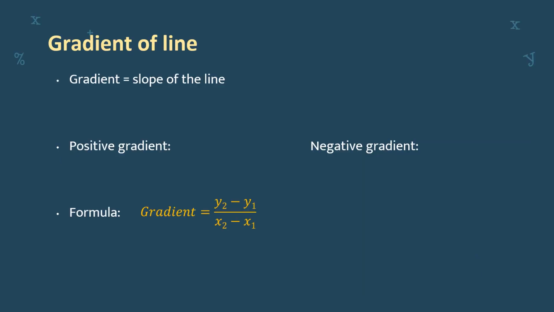When we look at lines, we first have to look at the gradient of the line. The gradient of the line is actually the slope of the line. A line with a positive gradient is one with an upward sloping line. A line with a negative gradient is downward sloping. The formula for the gradient of a line can be defined as y2 minus y1 over x2 minus x1.